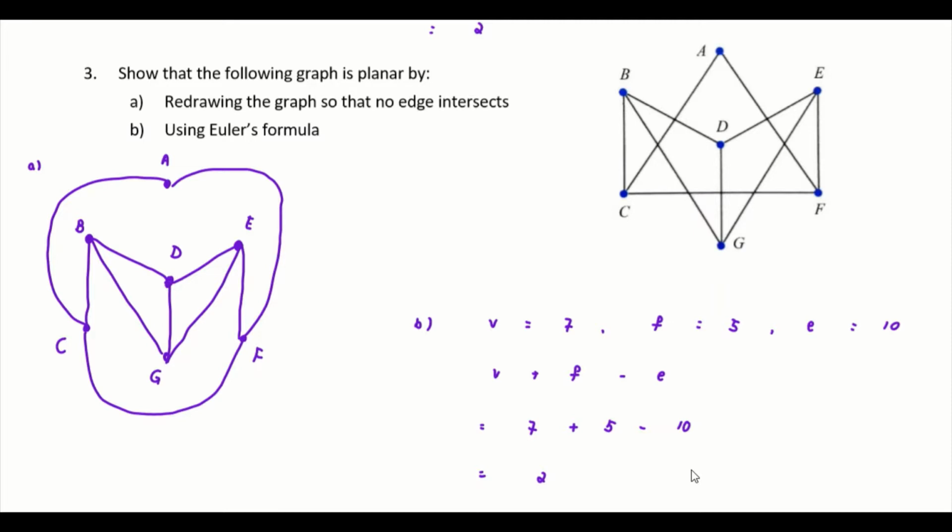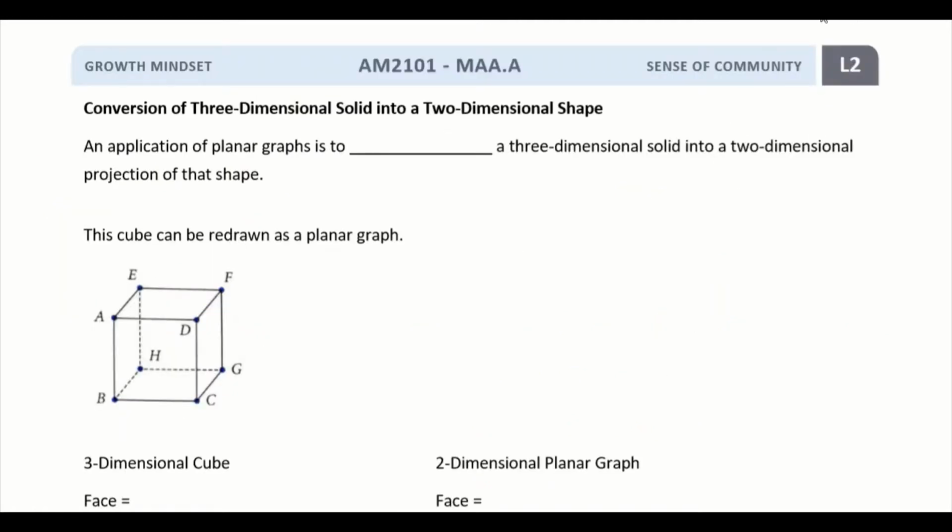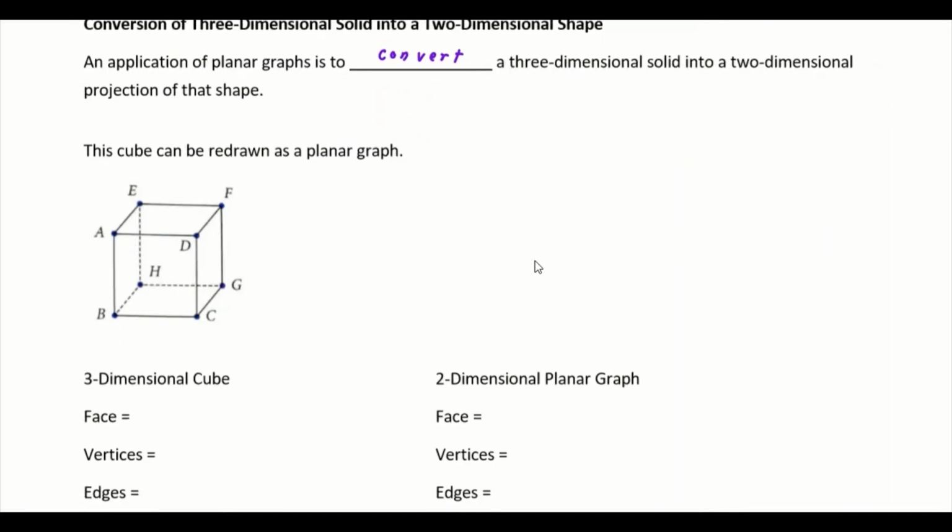Then we are just going to talk about one last application for planar graphs, which is how do we convert a 3D shape into a 2D shape. Okay, so let's move on to the last page of the handout. Okay, last part. An application of planar graphs is to convert a three-dimensional solid into a two-dimensional projection of the shape. Okay, so let's look at one example, then you'll understand what I mean here.